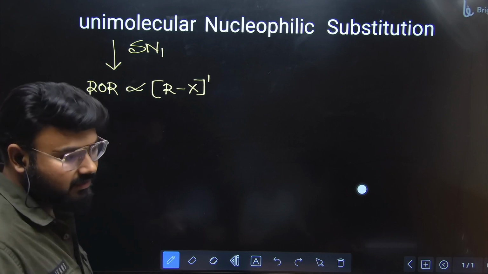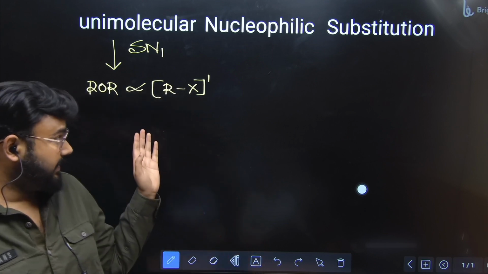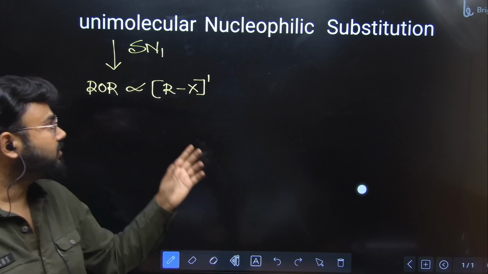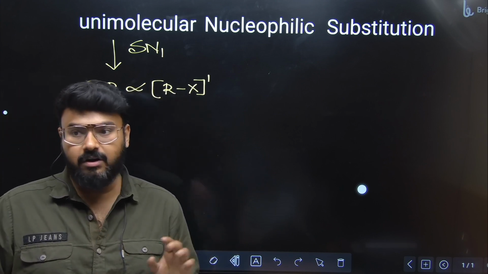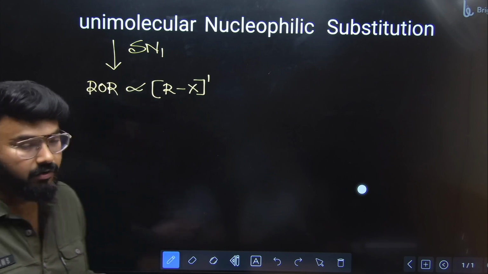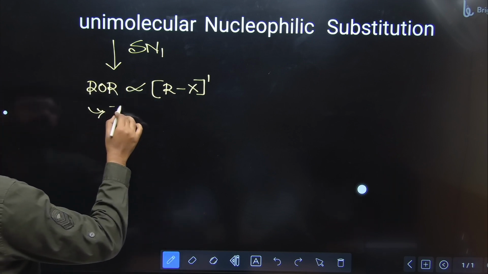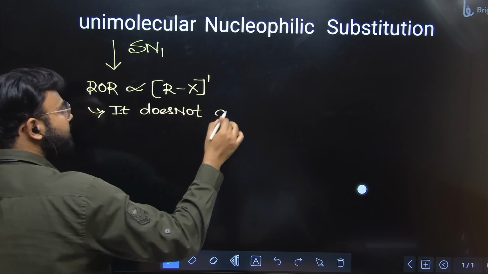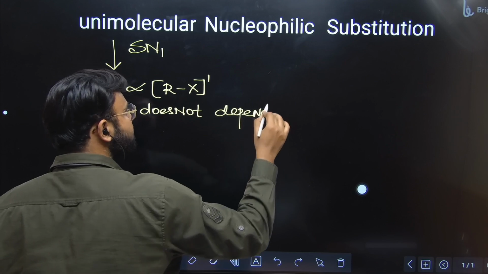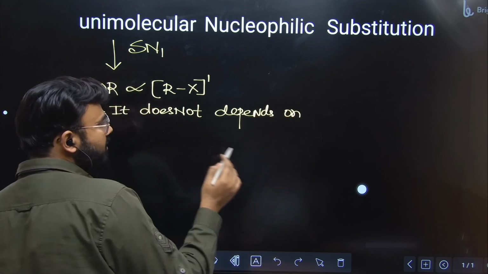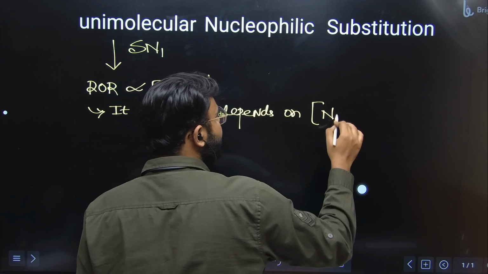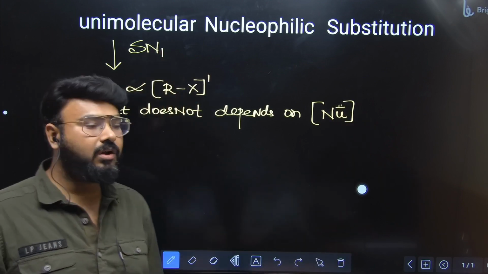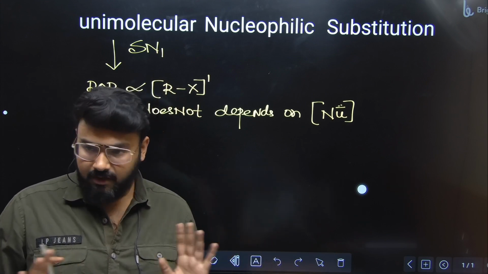The rate of reaction is directly proportional to the concentration of alkyl halide. It only depends on the concentration of alkyl halide. It doesn't depend on the concentration of nucleophile. Okay, so write a note: the rate of reaction does not depend on the concentration of nucleophile. I hope it is clear. That's why it depends only on the alkyl halide. It's unimolecular. Everyone's clear about it.